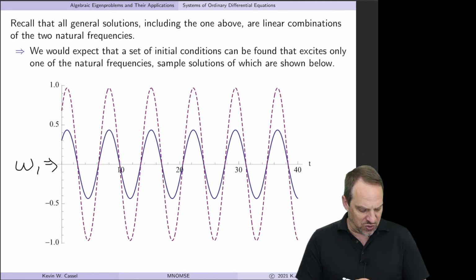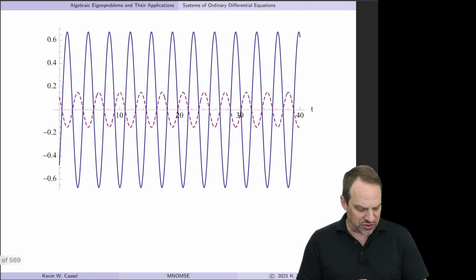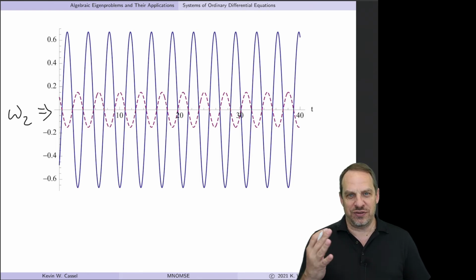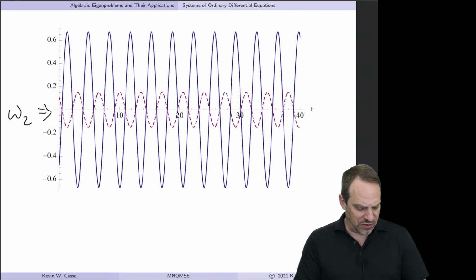What if we wanted to excite omega 2? Well, we can do a similar thing and determine the appropriate initial conditions. I won't get into how I determine those, but determine the initial conditions such that we only excite the second natural frequency, omega 2. And that's shown here. Again, you can see the amplitudes are different. You can even see that the phases are different because they're going in different directions. However, the frequencies are the same. The wavelengths are the same for both of the masses.